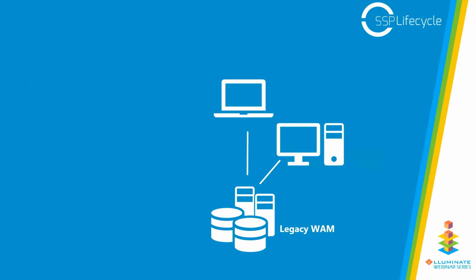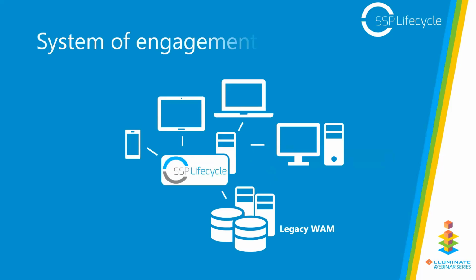If you have a legacy work and asset management system, either incumbent technology or a homegrown system, you're already accessing that system directly through a front end. Maybe it's a web front end, maybe it's a client-server sort of interface. With a system of engagement pattern, we simply replace or supplement your front end with Lifecycle. So instead of going directly back to that system, you have the option to go directly back to Lifecycle.